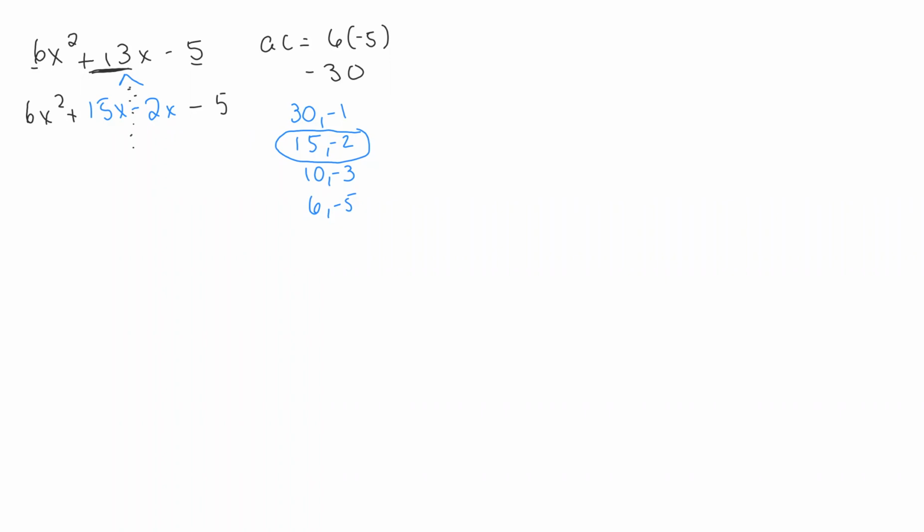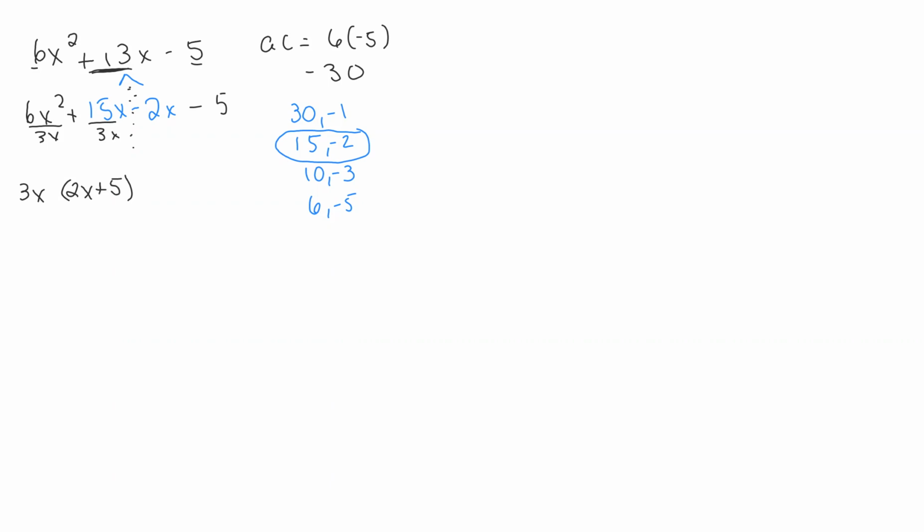So looking at the left-hand side, I have 6x squared plus 15x. So my GCF here is going to be 3x. So I'm going to divide each of these terms by 3x. Well, 6x squared divided by 3x, 3 goes into 6 2 times, and then x squared divided by x is just x. So 6x squared divided by 3x is 2x. And then 15x divided by 3x, the x's cancel, and then 15 divided by 3 is 5.